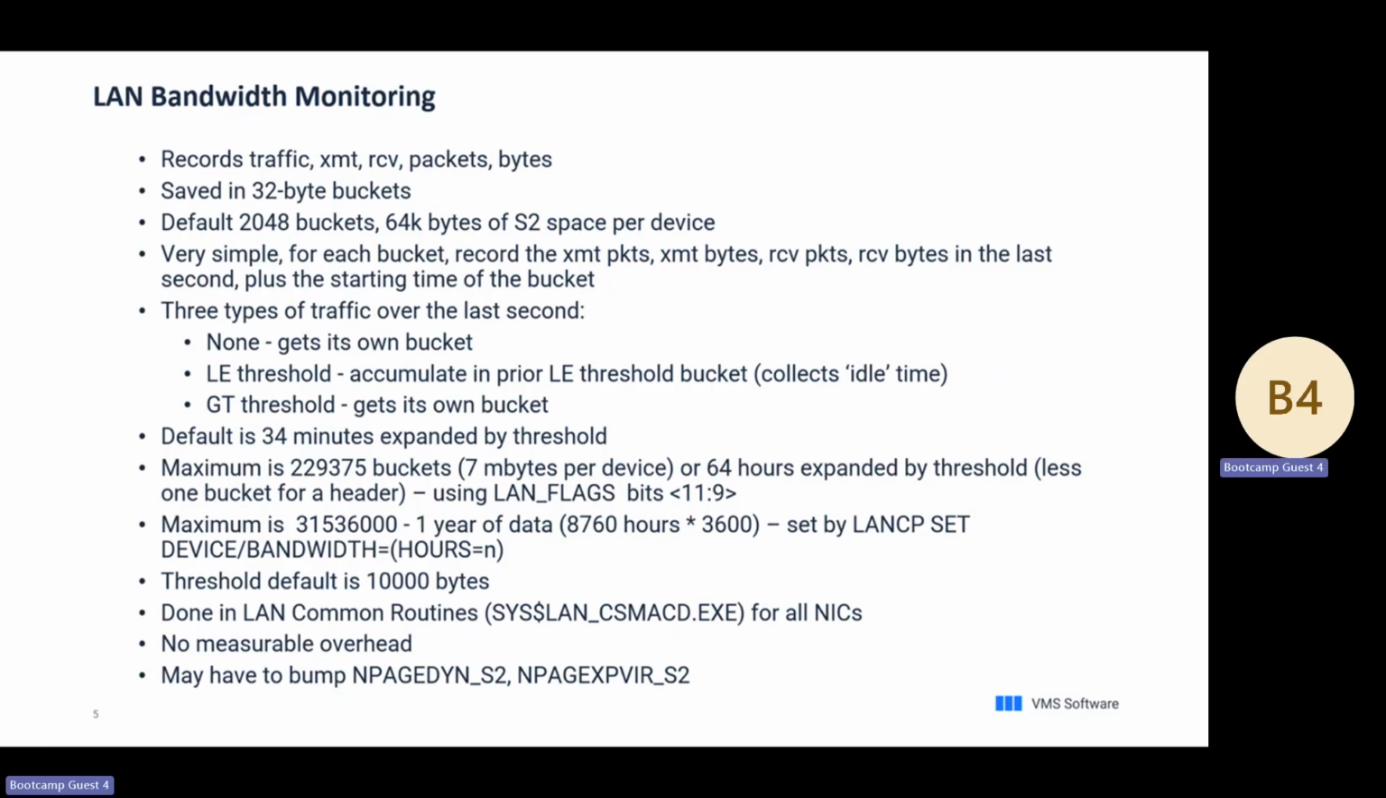This is all done in the LAN common routines, and it's done for all NICs. You can also turn it off if you really wanted to. And there's no measurable overhead. Naturally, you don't get anything for free. It does cost between 25 and 35 MACRO-32 instructions every 1 second. That is so small that you can't really measure it. But if you really want to, you can turn it off.